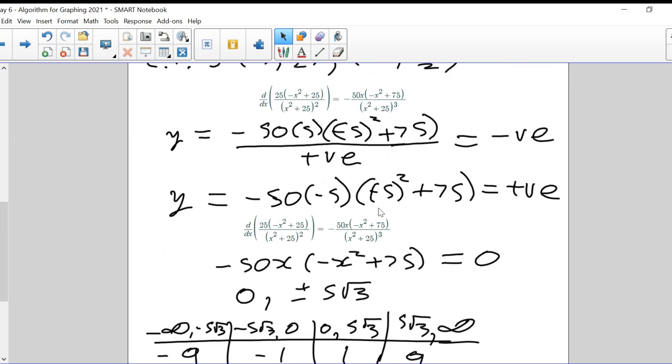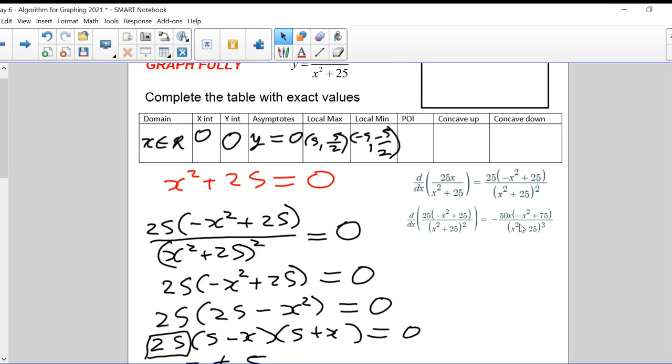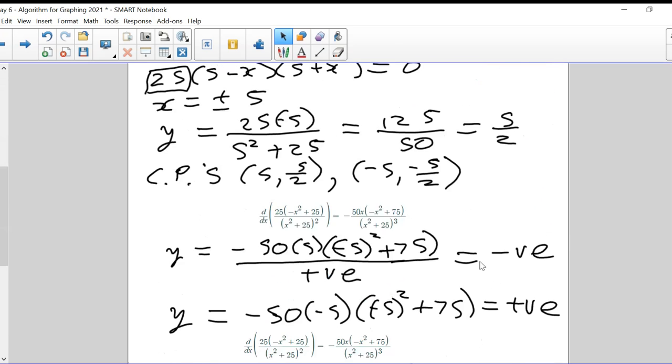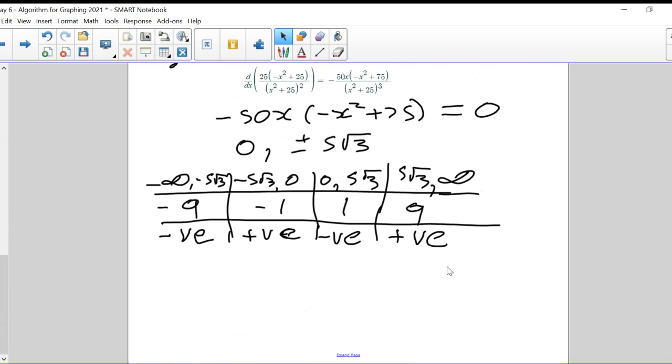Okay, so what conclusions can we draw now? Let's go back and see what we haven't filled in yet. Do we know our POIs? Do we know where it's concave up? Do we know where it's concave down? What conclusion does this lead us to? I'm throwing the question out to the whole class. Can anybody tell me what this result is telling us? What can we discern from this result? Not asking anybody in particular now. Does this tell us anything?